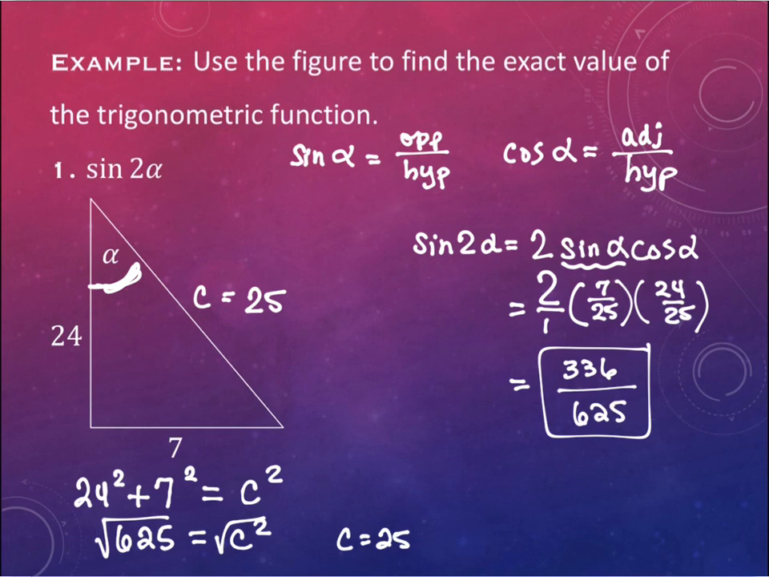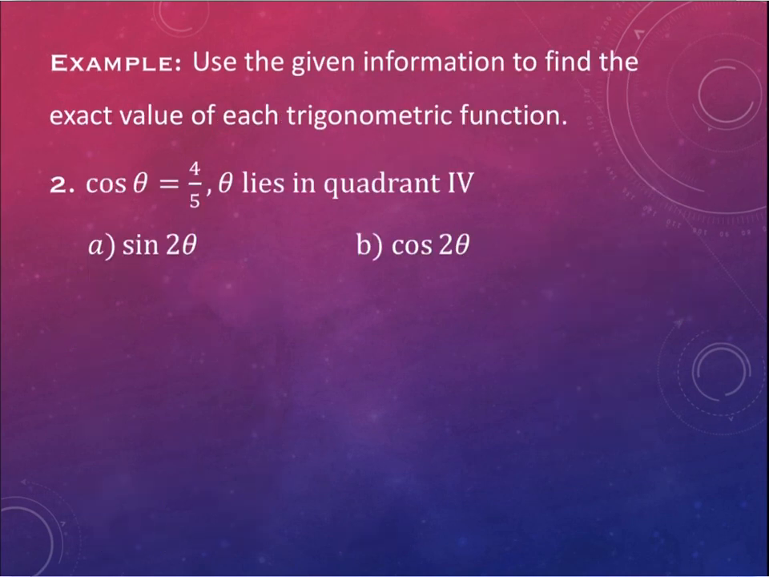Okay, you ready to try another one? Another one with double angles. So this one gives us a cosine value. Cosine of theta is 4 over 5, and it tells us which quadrant we're in. So the fact that it's telling us which quadrant we're in sort of begs us to draw the picture in that quadrant. Does that make sense? So we're going to start by drawing this in quadrant 4. Quadrant 4 is down here.